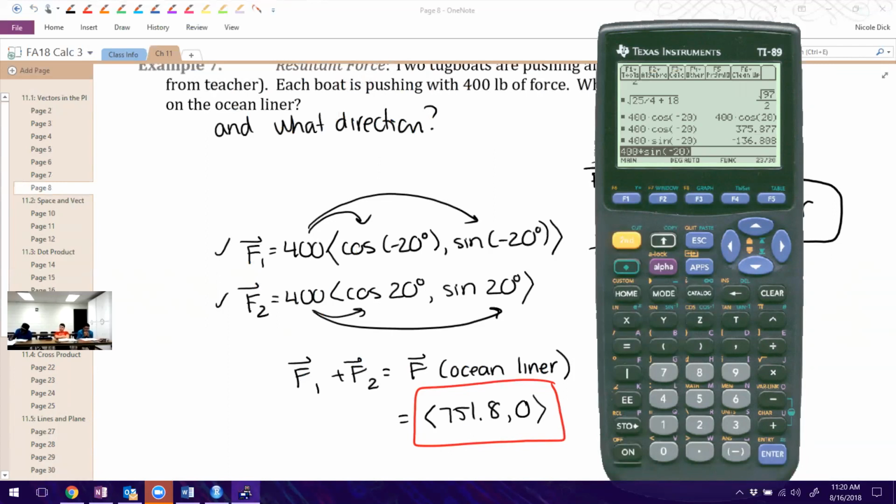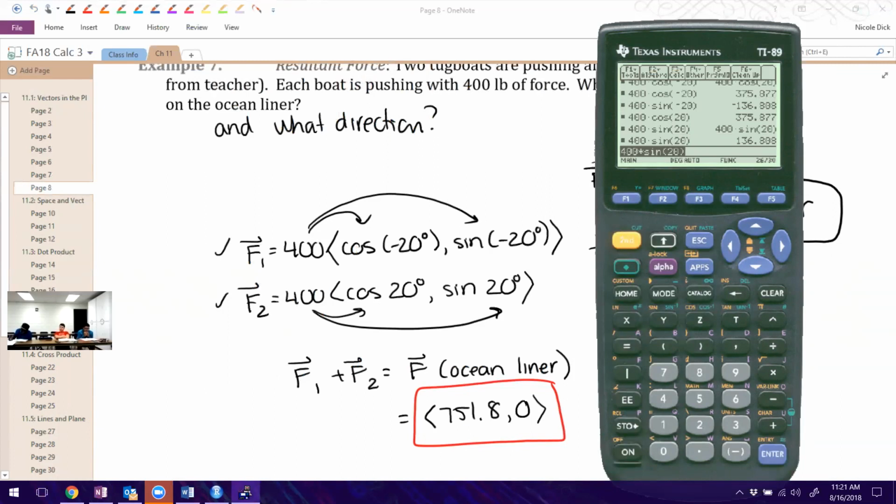If we simply go through and find it for the second vector, we're going to see that the 400 times cosine of positive 20 is also 375.8. When we add those two together, that's where that 751 comes from. Okay, 375 plus 375 gives us that with the decimals on there. But when we go back and do the one for sine, that's where we saw this. So sine of positive 20 was, oops, it was a positive 136. And so like we said, those two components canceled out there.